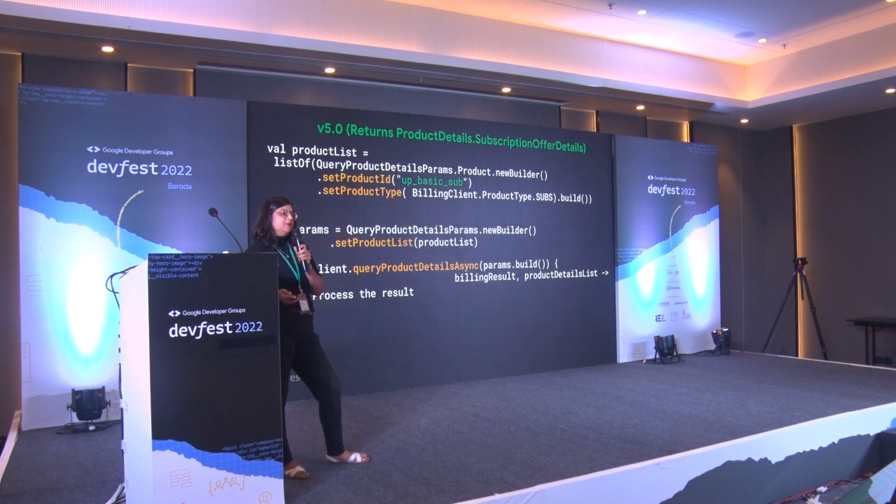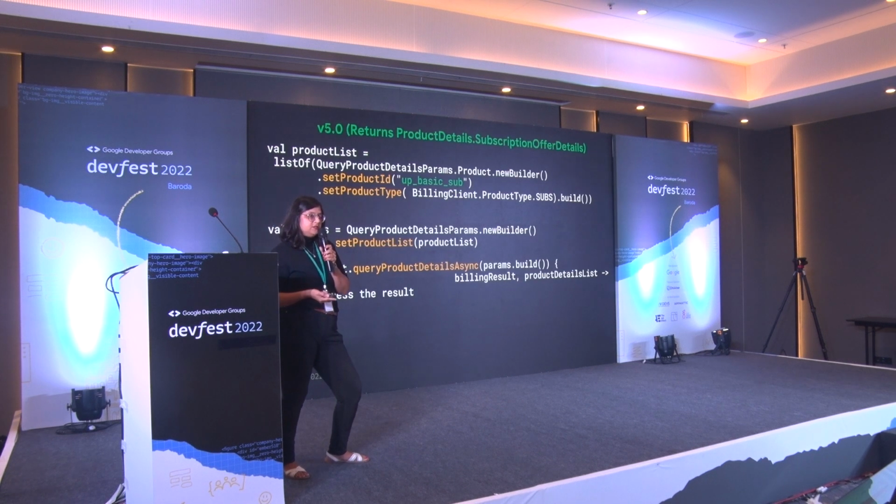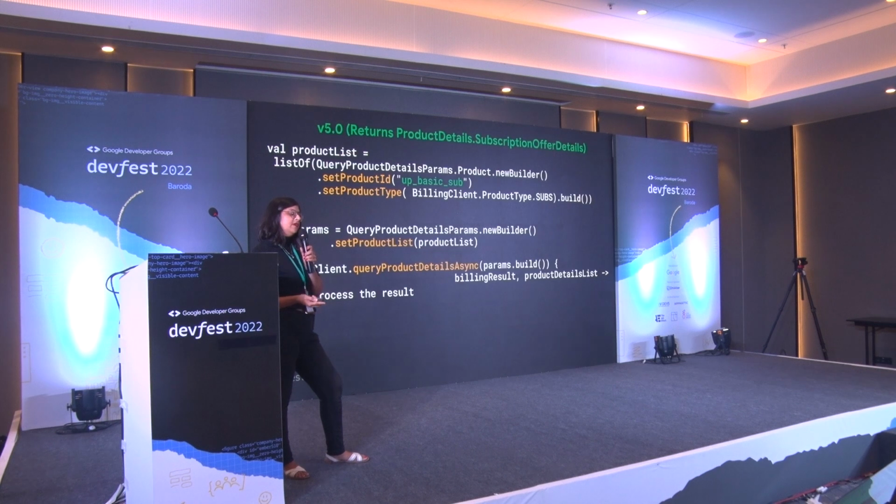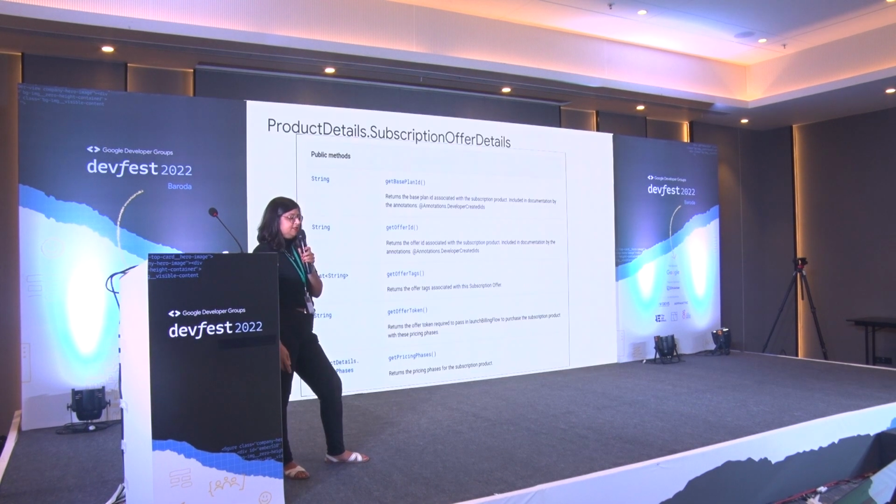set the product ID, you set the product type, whether it is an in-app purchase or subscriptions. We're talking about subscriptions here. So you get a list of product details. Those product details also give you a newly introduced class, which is subscription offer details. Subscription offer details holds the details of the offers that your current user is eligible for. This is an async call, but Kotlin extensions are also available for this. So instead of having the async call, you can have suspend calls to the API, and then you can store the result in a variable and use it at your leisure.